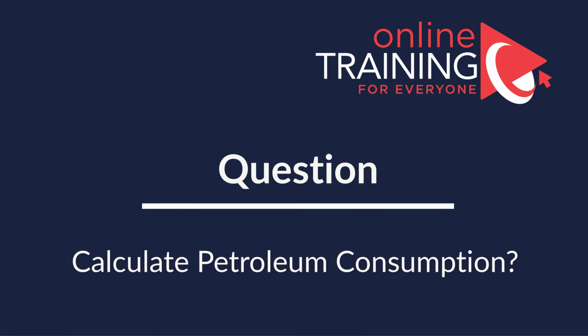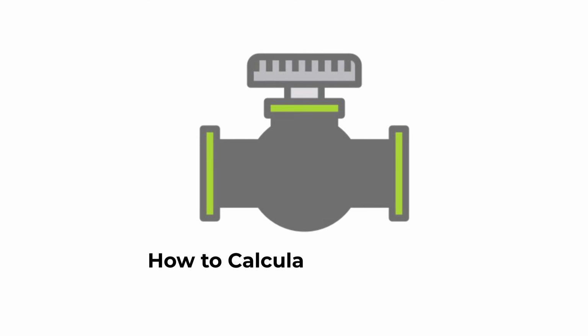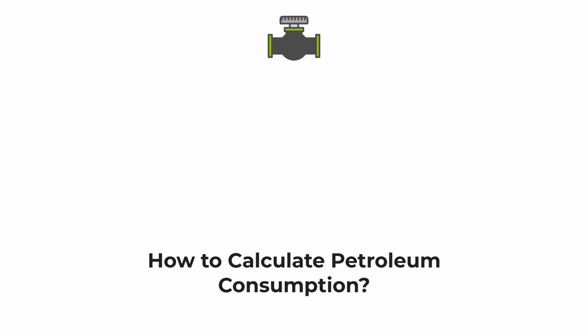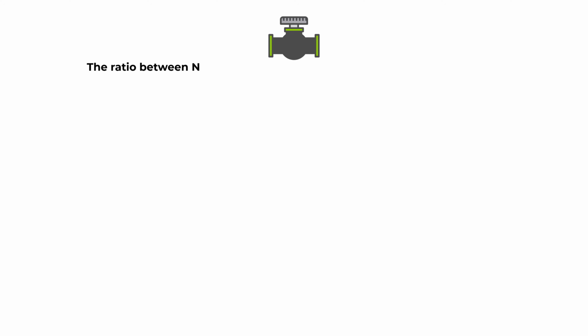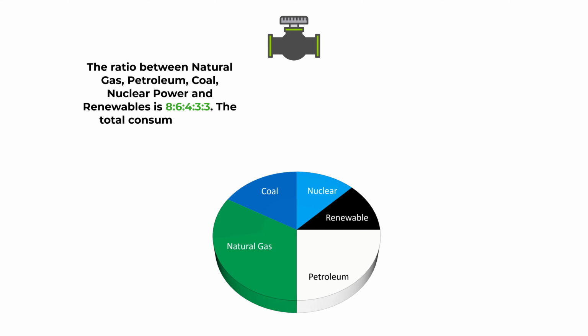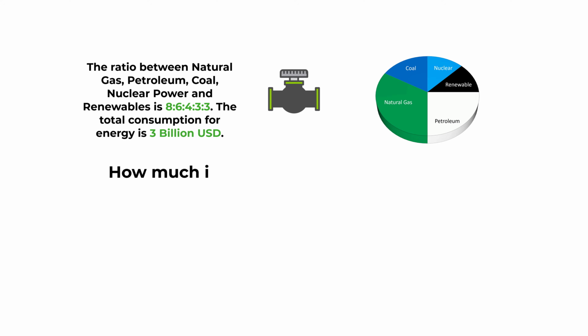A lot of times you might be presented with pie chart questions on the test. This is an example of this type of question. You need to calculate petroleum consumption. The ratio between natural gas, petroleum, coal, nuclear power, and renewables consumption is 8 to 6 to 4 to 3 to 3. The total consumption of energy is $3 billion. So, how much in US dollars was consumed in the form of petroleum?